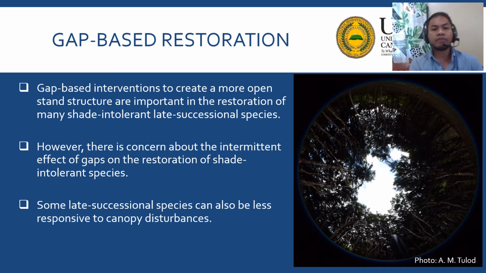Hence, gap-based interventions to create a more open stand structure are important in the restoration of many shade-intolerant late successional species. However, there is concern about the intermittent effect of gaps on the restoration of shade-intolerant species, because the process of gap closure could reduce plant growth over time and restrict seedling development into the canopy. Some late successional species can also be less responsive to canopy disturbances, which pose uncertainties to the likely success of gap-based restoration programs.